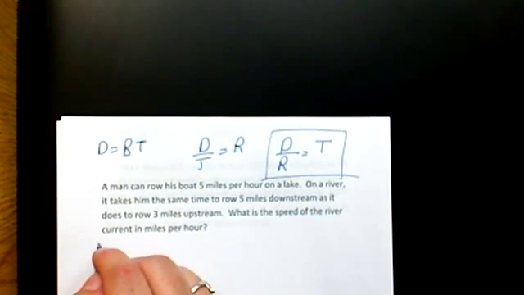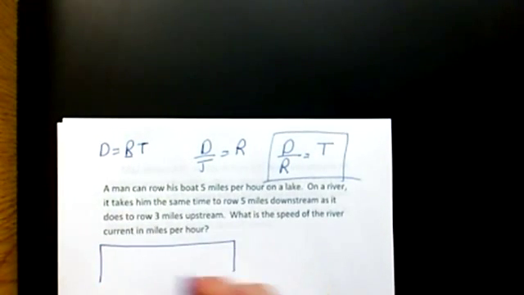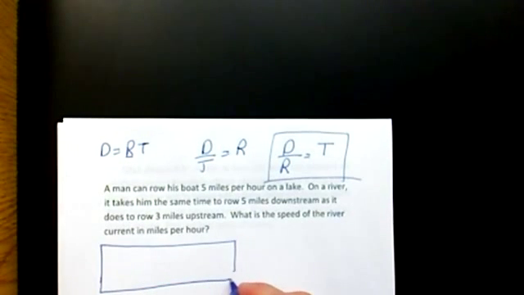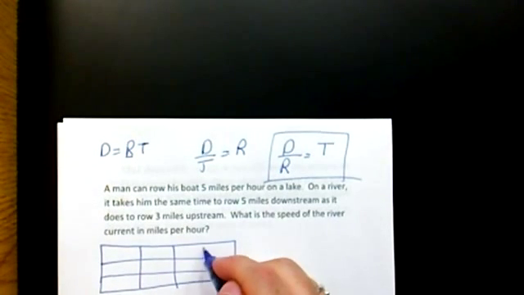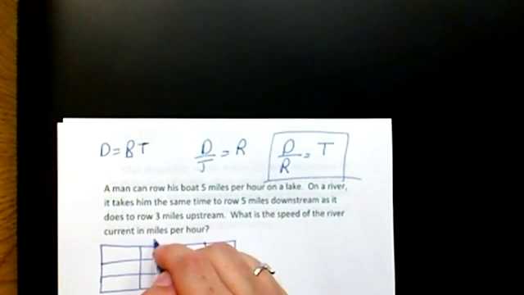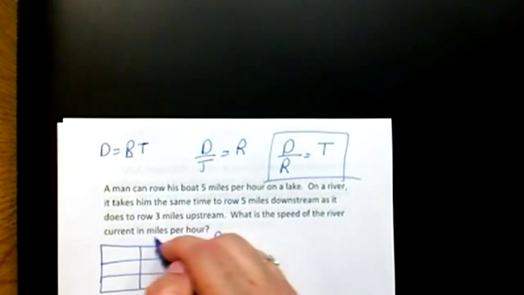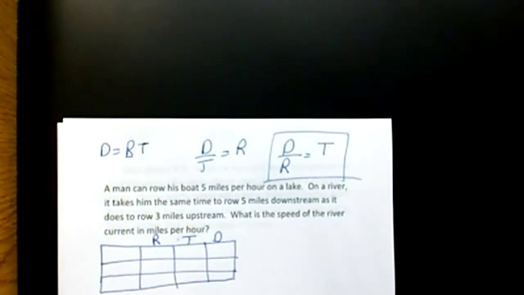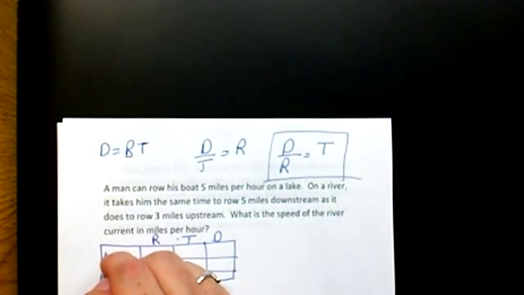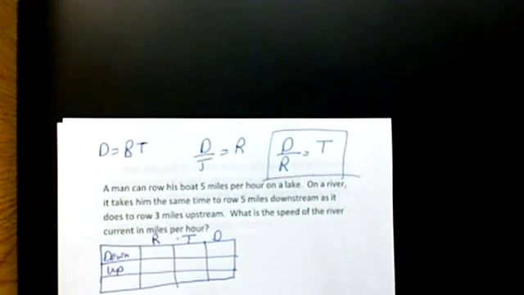So if we take a look at this problem and we chart it, that's probably our best bet to do with this thing. So break it into 3 parts. So my distance equals rate times time. And so we have downstream and we have upstream that we're working with.